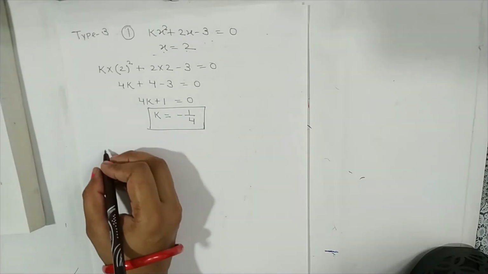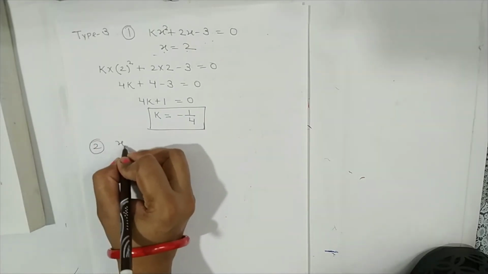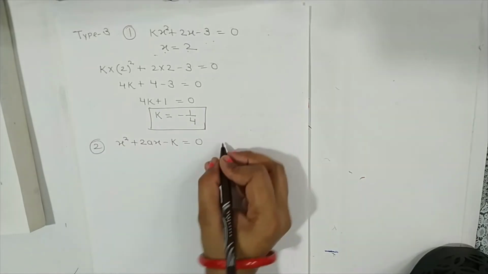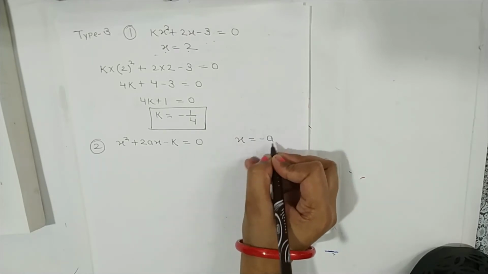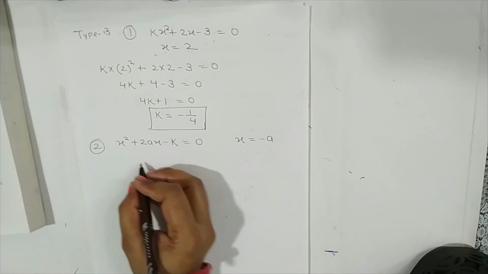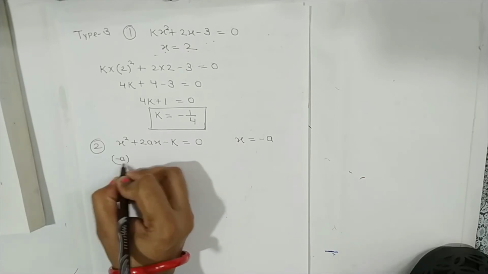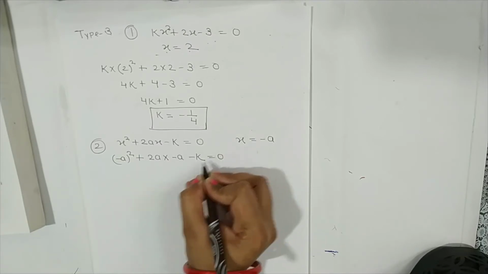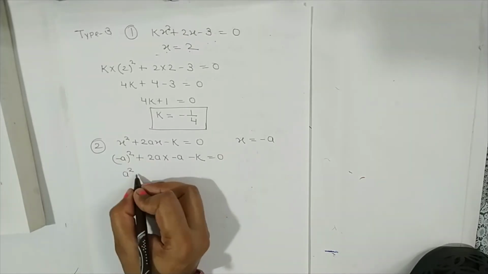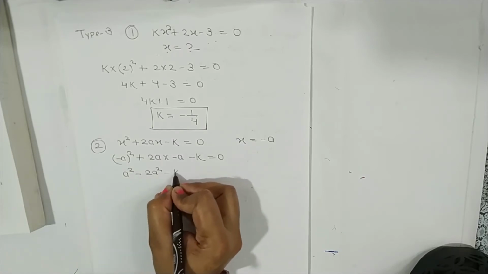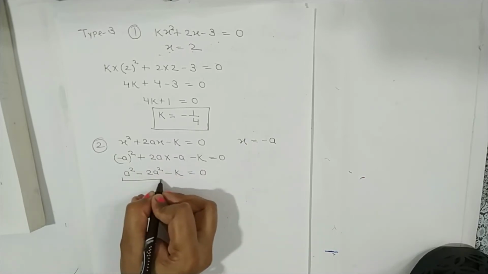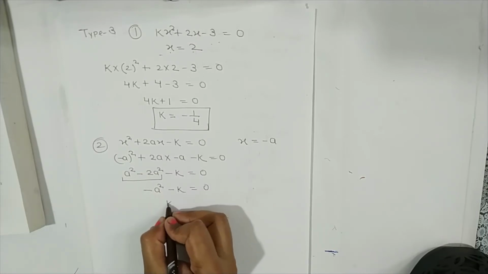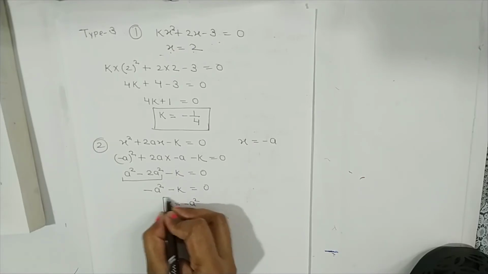Then the next question, suppose x square plus 2ax minus k is equal to 0, given x is equal to minus a. Now we have to find the value of k. So here, a whole square plus 2a into minus a minus k is equal to 0. So it will be a square minus 2a square minus k is equal to 0. It will be minus a square minus k is equal to 0. So k is equal to minus a square.